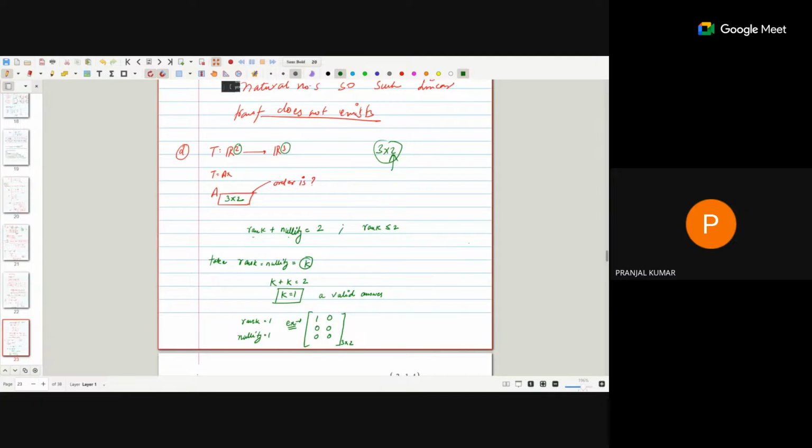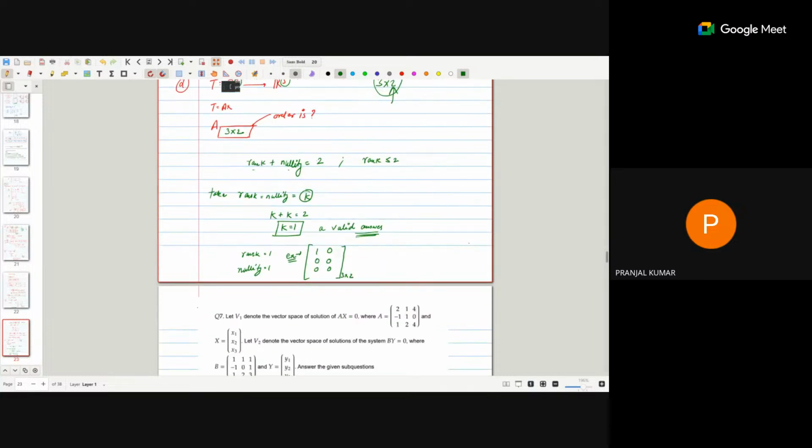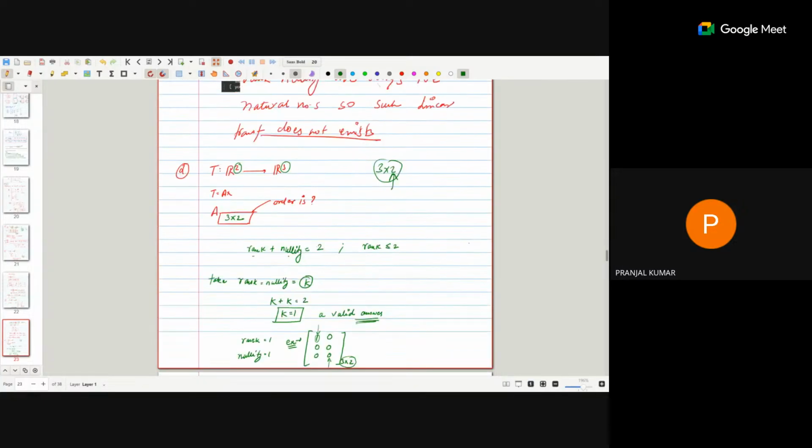So they are saying that there does not exist such a matrix. So we will check whether there exists one or not. I will take rank and nullity as k. So k plus k is equal to 2, so k is equal to 1, which is a valid answer. And you can see I have also written an example for that. Here you can see that this is a 3 cross 2 matrix. Its rank is 1 because there is one pivot, and its nullity is also 1 as this column is missing a pivot. So there does exist such a matrix.